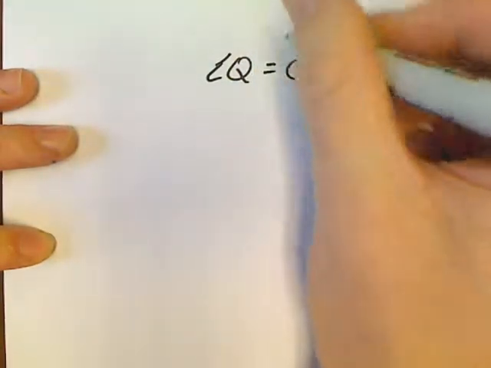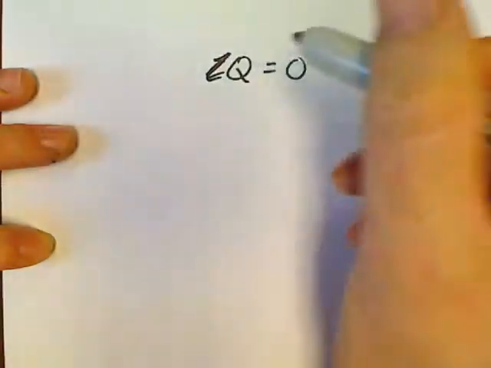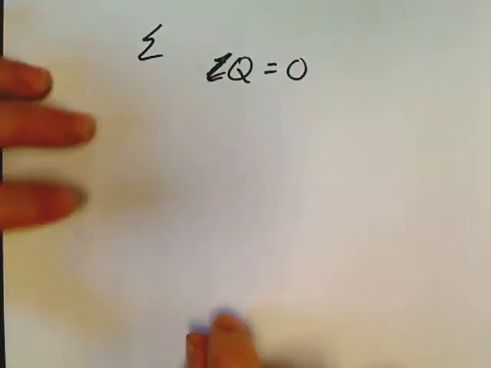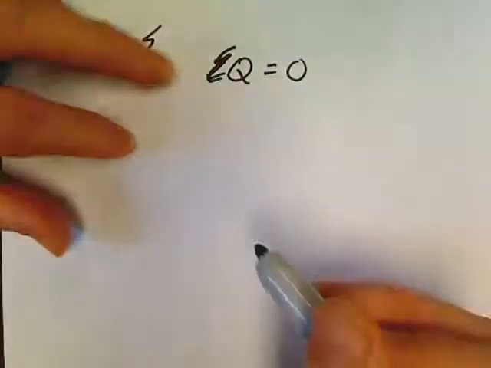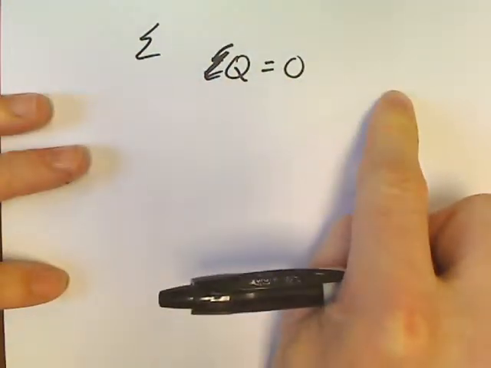And I'm just going to write this. Sum of Q equals 0. And that is a very ugly looking sigma sign. It's supposed to look like that. But anyway, the sum of my heats should all be equal to 0.